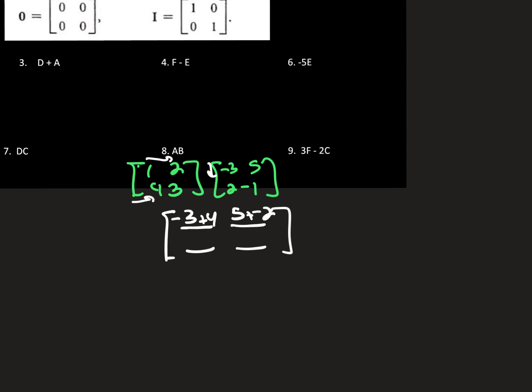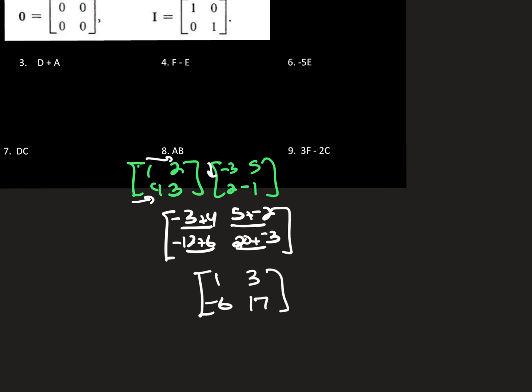Now I'm using the second row, first column, 4 times -3 is -12, 3 times 2 is 6, and last row, last column, 4 times 5 is 20, 3 times -1 is -3. I'm talking through that. Hopefully you can kind of follow what I'm doing there. Did a bunch of these in class. 1, 3, -6, 17. So make sure you get that answer.